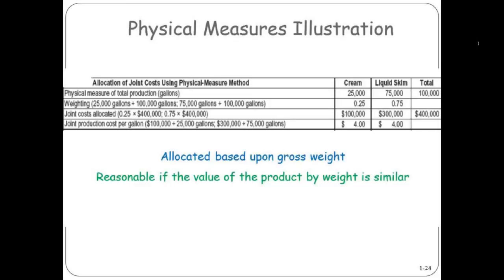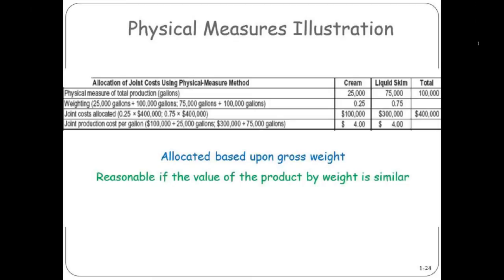Very simply, we know that the cream is 25% of the volume and the skim is 75%. So you allocate out the costs 25% and 75%. Simple as that. Would this be fair in this model? How many of you think it's fair? How many think it's unfair? Why is it unfair?